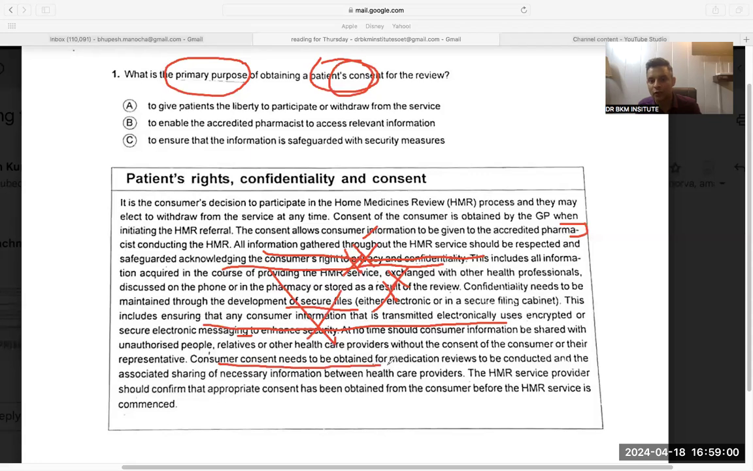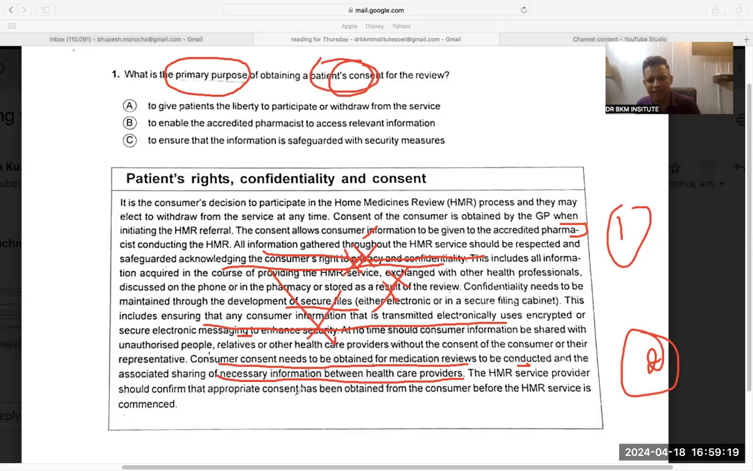Consumer consent needs to be obtained for the medication reviews to be conducted and the associated sharing of necessary information between the healthcare providers. So that is the second purpose. We can share the information with other healthcare providers. So only two lines are given, 1 and 2. HMR service provider confirm the appropriate consent has been obtained. Again, extra information. I wanted the purpose. So one purpose is to the pharmacist, the second purpose is to other healthcare providers.